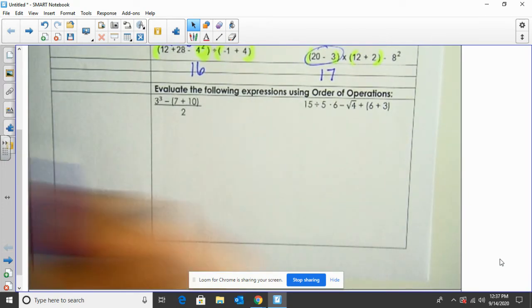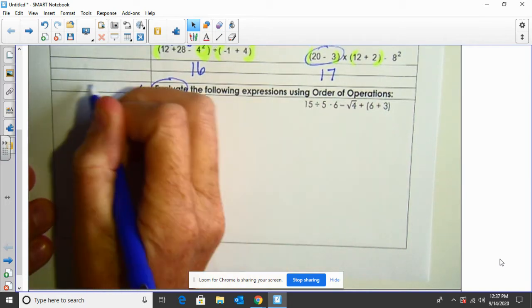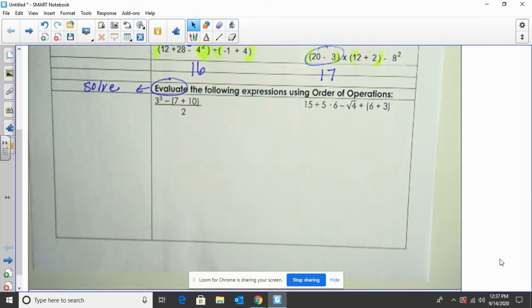The word evaluate is a fancy word for solve. You'll see a math problem say evaluate if there's no equal sign written in the problem. If it says to solve, it's an equal sign, which usually identifies an equation. Expressions don't have equal signs, so they'll often say evaluate instead of solve.